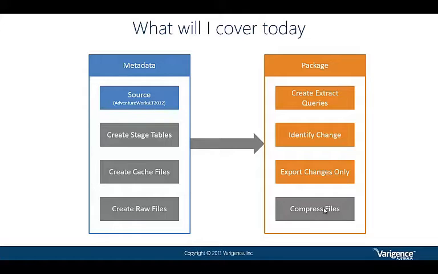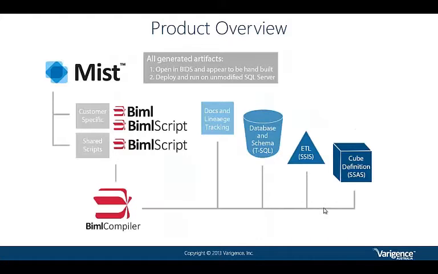So now we're actually going to create the package that's going to extract the data from the source system, using the cache file, do a lookup, identify the changes, and then export only the changes. Obviously, also export all of the data for the cache file for tomorrow, and then we're going to compress the data files. Just before I jump in, I just want to quickly go through the product overview again.